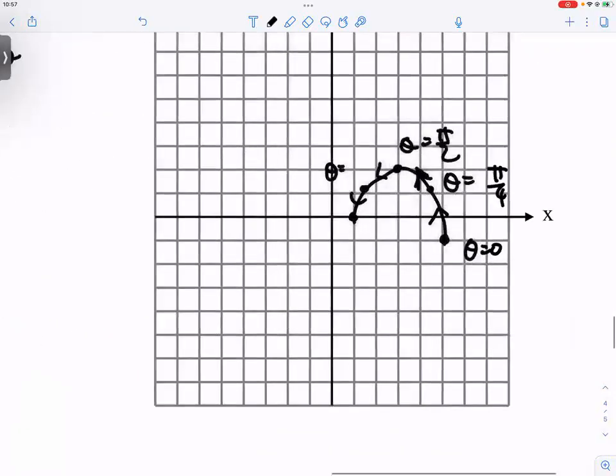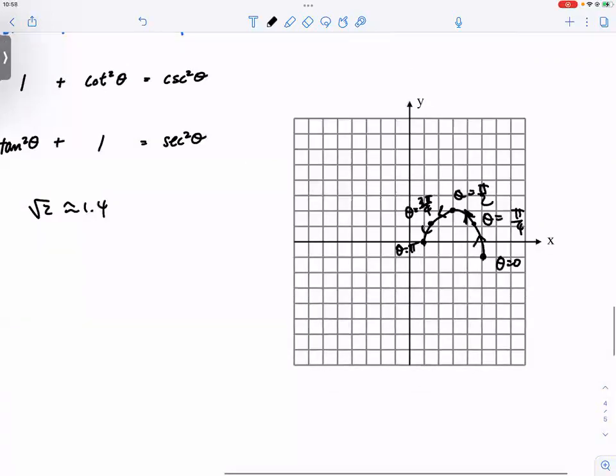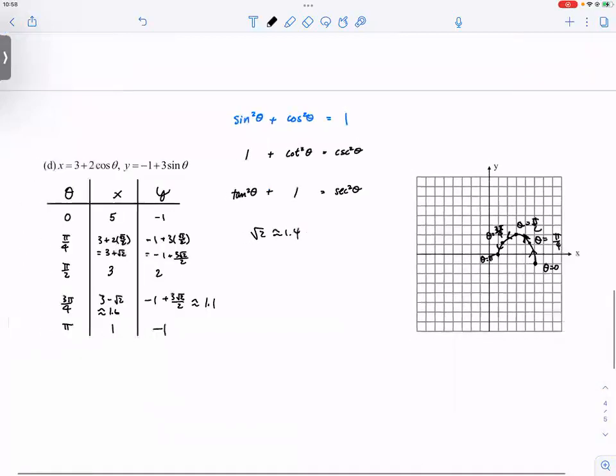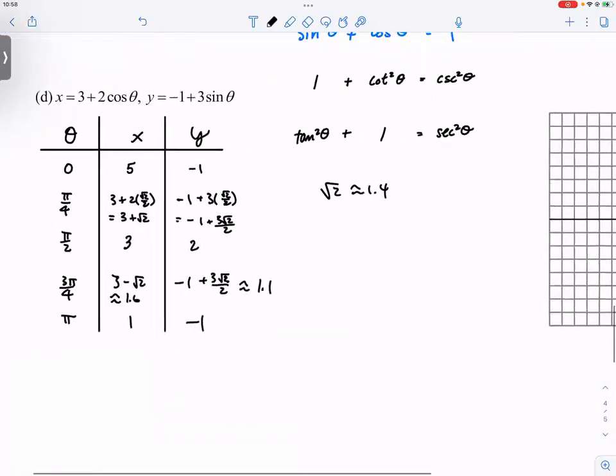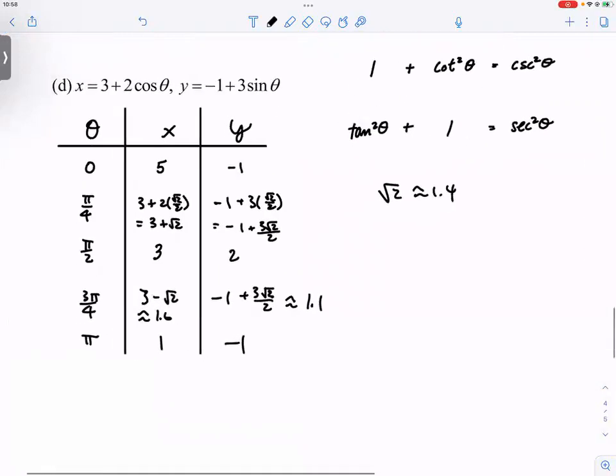So for cases like this, we just do our very best. And we have to label the points. So 3 pi over 4. This is theta equals pi. Make sure you label the parameter next to the points. So what does it look like here? It looks like a parabola, right? Well, let's see if it's really a parabola here. Now, the next task is to eliminate the parameter.